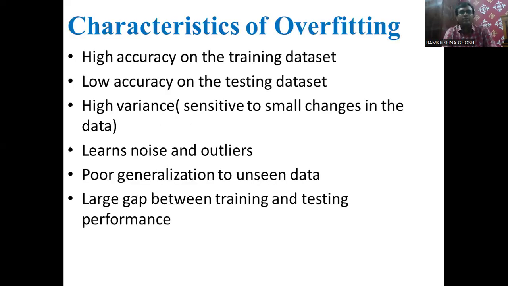Characteristics of overfitting. Overfitting performs well on training data but poorly on test data. So there is high accuracy on the training dataset. There is low accuracy on the testing dataset. Overfitting has high variance. It is very sensitive to small changes in the training data. It learns noise and outliers. It has poor generalization to new data. There is a large gap between training and testing performance.